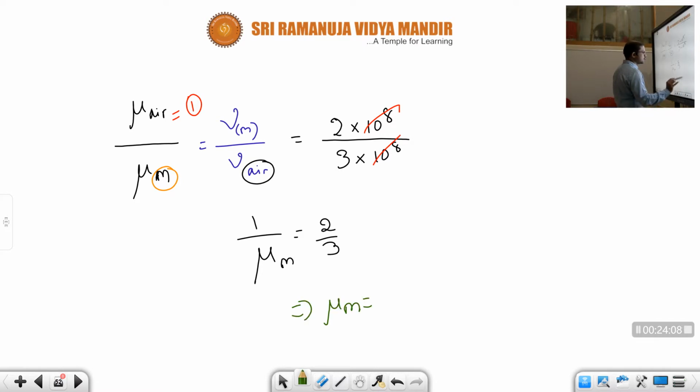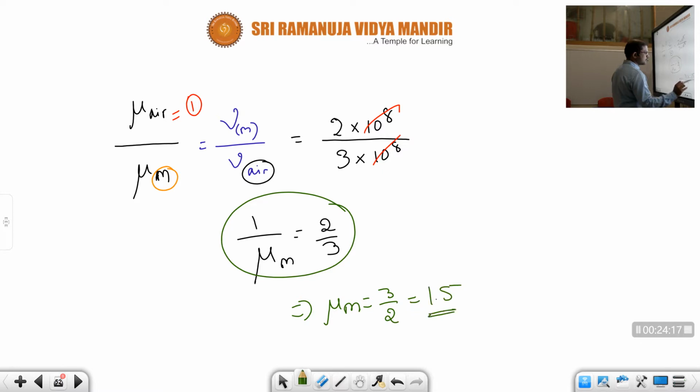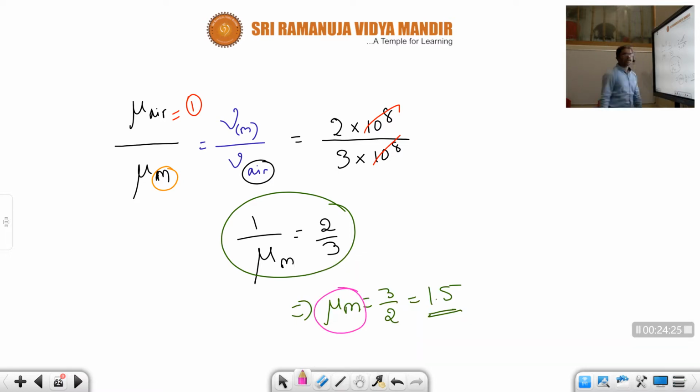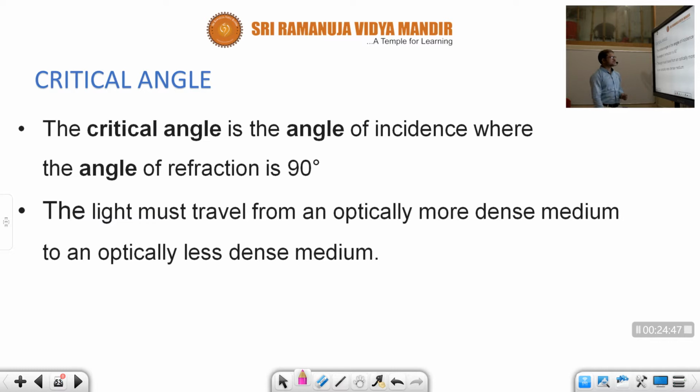Mu m is equal to 3/2, that is nothing but 1.5. In this way, children, we can find the corresponding value of refractive index for that particular medium, by using speeds. Okay children, the next one, critical angle.